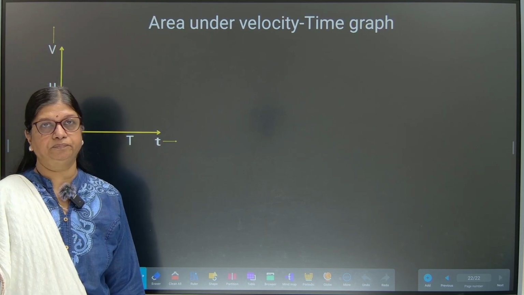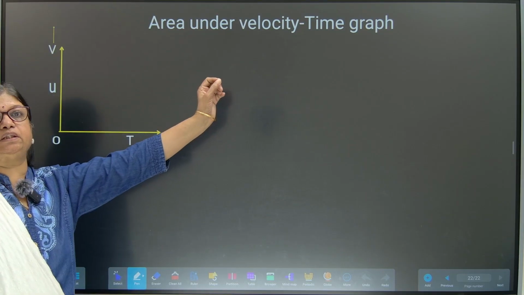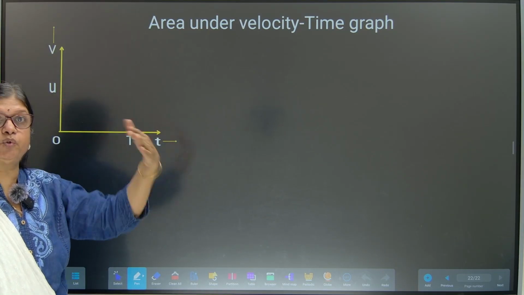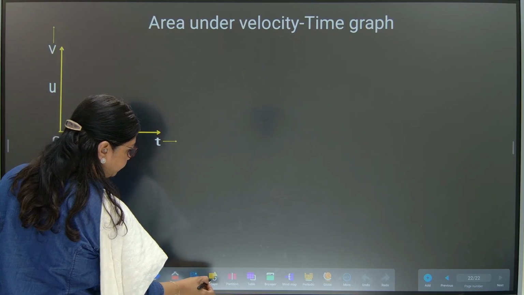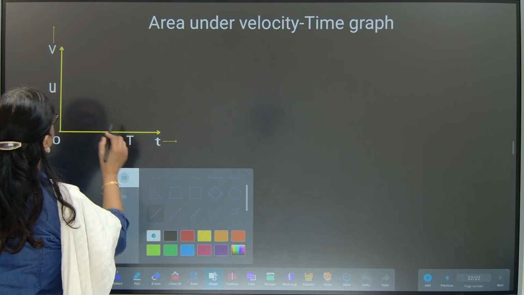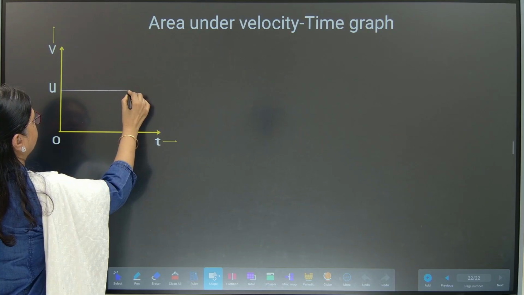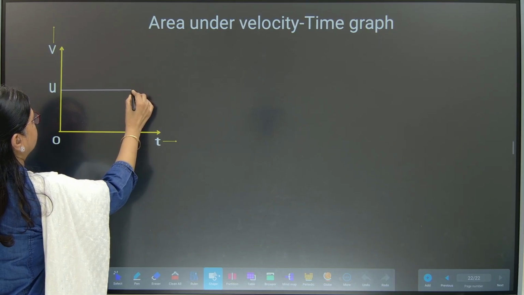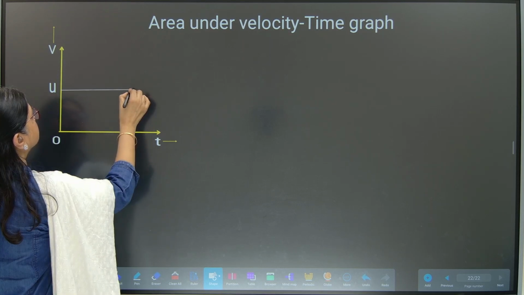So now let us see the topic of area under velocity time graph. Understand it very carefully, and let us prove it also for a body moving with the velocity u as the time goes from 0 to t. Fine? Okay.